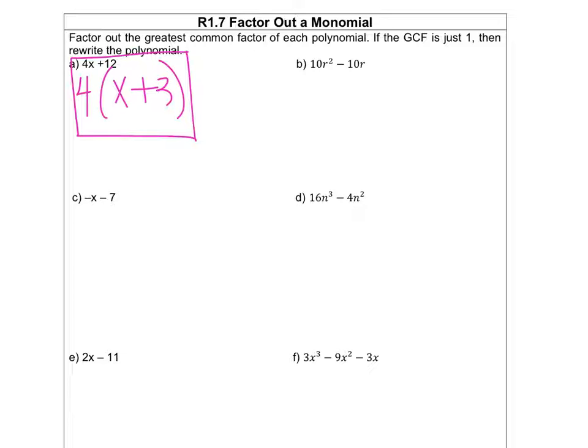Then you can always check it by remultiplying it back out. So if I were to distribute this back out, I would get 4x plus 12, which is what we started with.